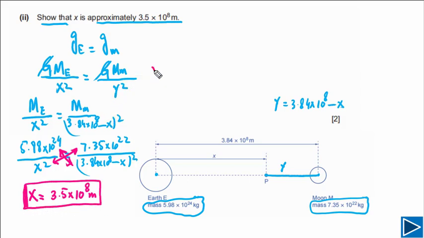The first mark is if you have included this step in your calculation, meaning you have equated GE and GM. And the final mark is the answer mark. If you have got the right answer, you will get the second mark.